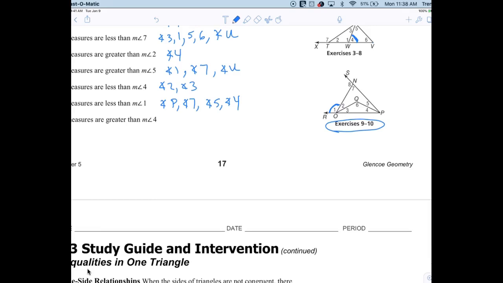No. We can't tell because, again, that's using the fact that you're seeing it as acute and obtuse. You agree with that? Tyler, what are you thinking? Is that it?